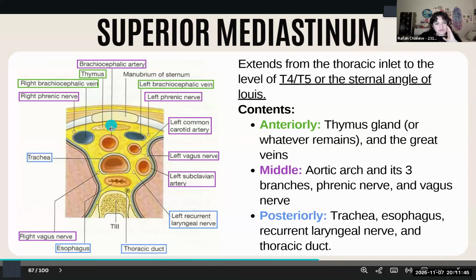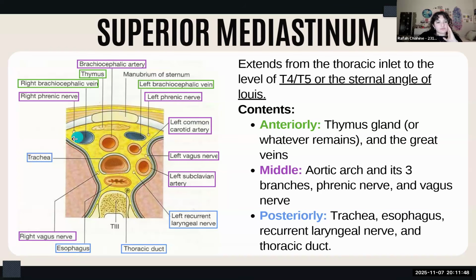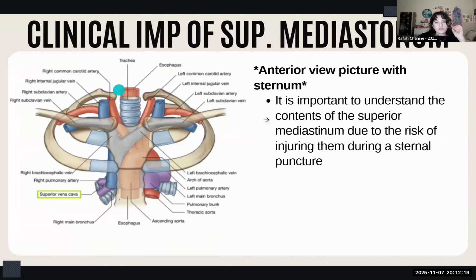Anteriorly, we said we have the thymus gland, and we have the great veins, the left brachiocephalic and the right brachiocephalic. Those are the veins that drain into the SVC. In the middle, we have the brachiocephalic artery, left common carotid, and the left subclavian artery. Technically, we have the arch of the aorta. We also have the phrenic nerves, the right phrenic nerve and the left phrenic nerve right here, and the vagus nerve. This is the left vagus nerve. This is the right vagus nerve. Posteriorly, we have the trachea and the esophagus, and we also have the left recurrent laryngeal and the thoracic duct. Now, moving on to the clinical importance of the superior mediastinum.